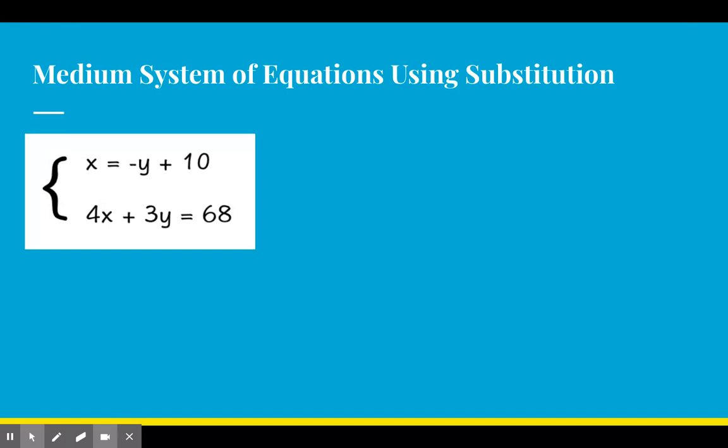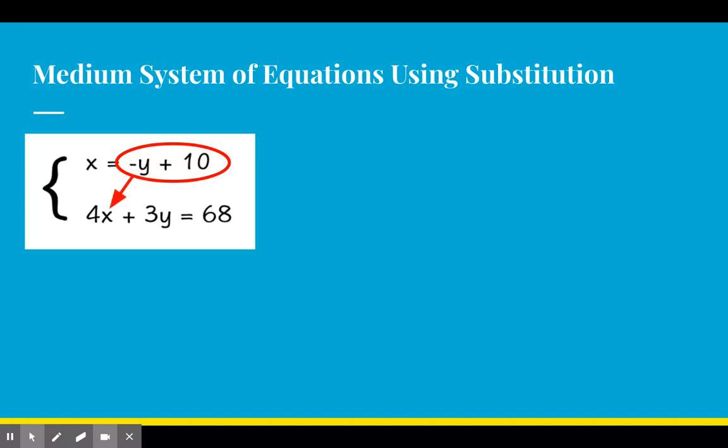So I'm going to do the same setup as I did the first time. I'm going to take that first equation, since it's already x equals just one of the variables by itself already, and I'm going to plug that information into the second equation for y.